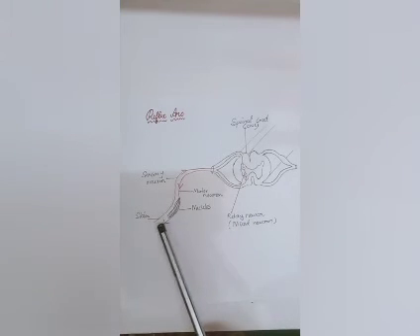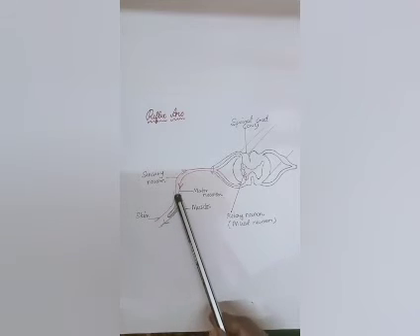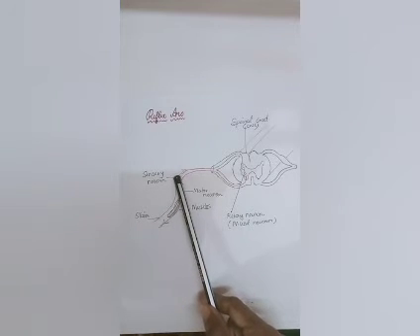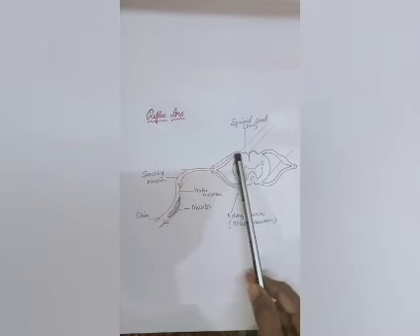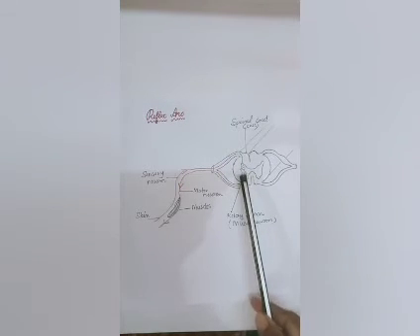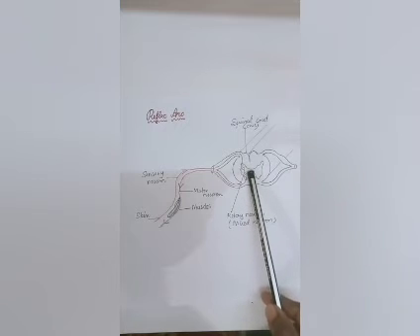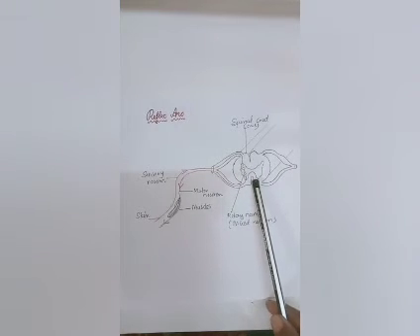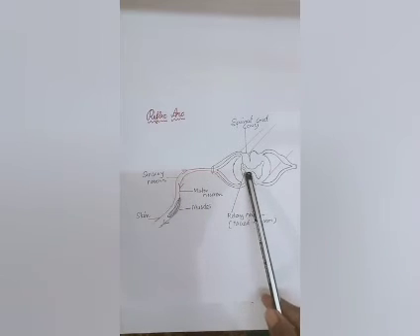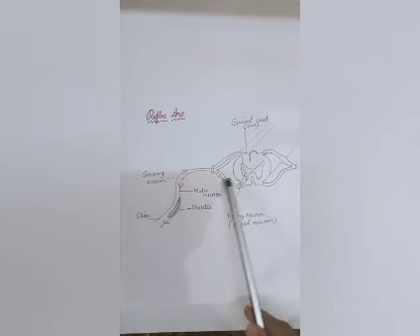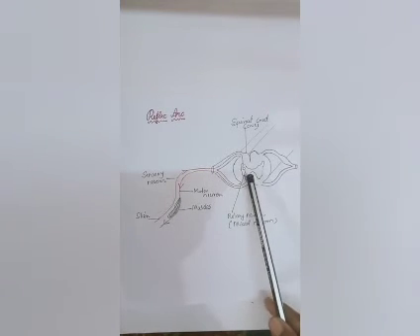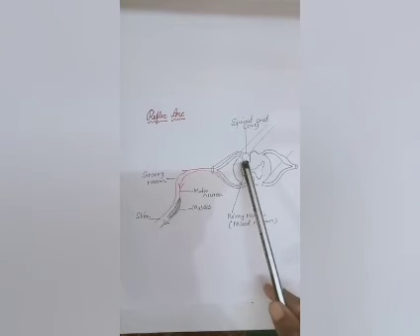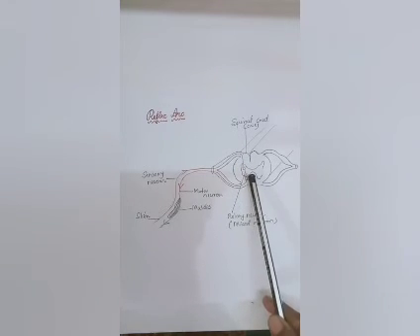Now, the message or stimulus is carried by the sensory neuron. It conducts the stimulus impulse from the receptor to the spinal cord. Next, here it is called relay neuron. It transmits the impulse from the sensory neuron to the motor neuron.